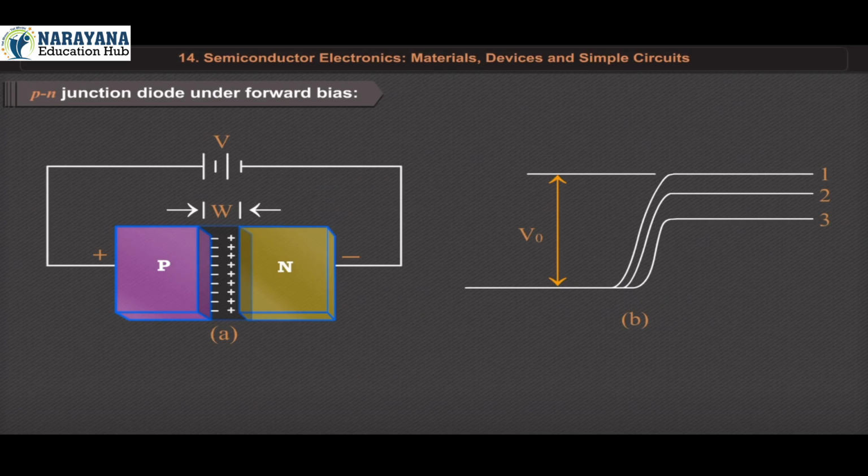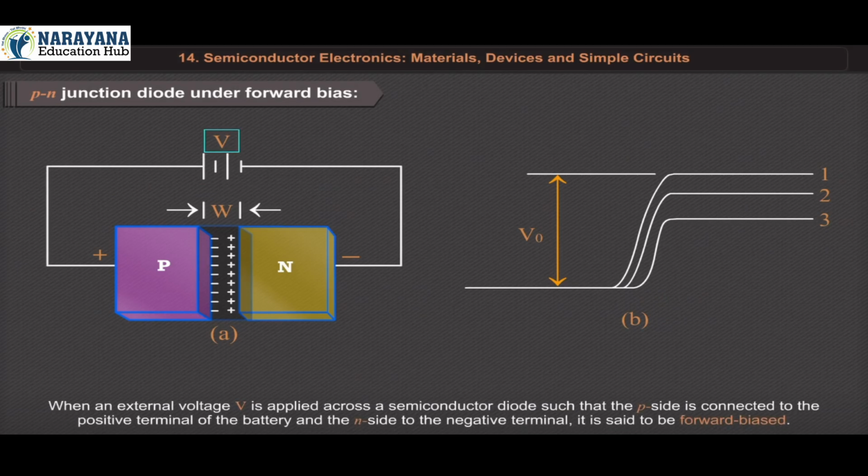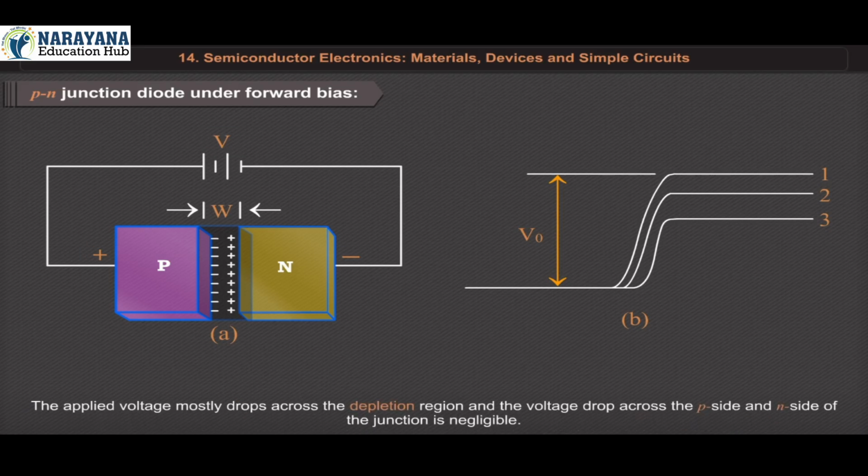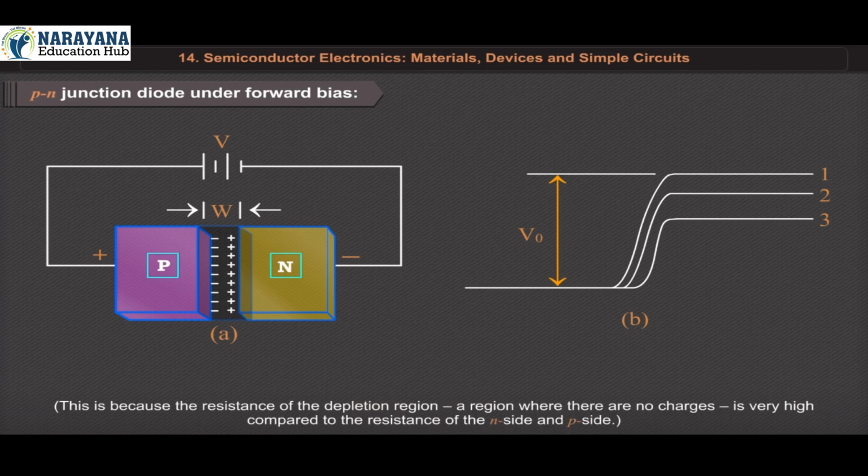p-n junction diode under forward bias. When an external voltage V is applied across a semiconductor diode such that the p side is connected to the positive terminal of the battery and the n side to the negative terminal, it is said to be forward biased. The applied voltage mostly drops across the depletion region, and the voltage drop across the p side and n side of the junction is negligible. This is because the resistance of the depletion region, a region where there are no charges, is very high compared to the resistance of the n side and p side.